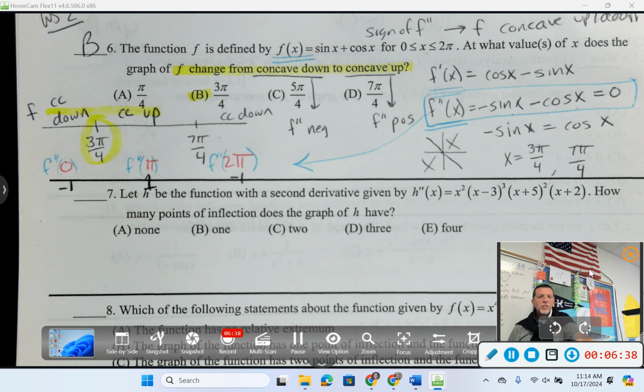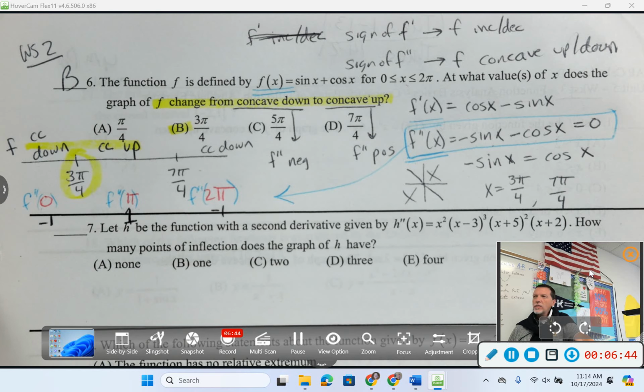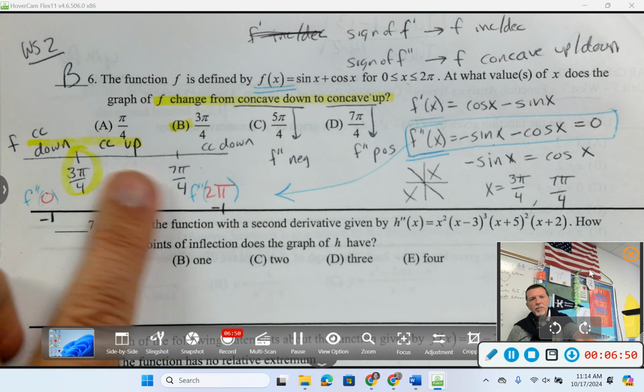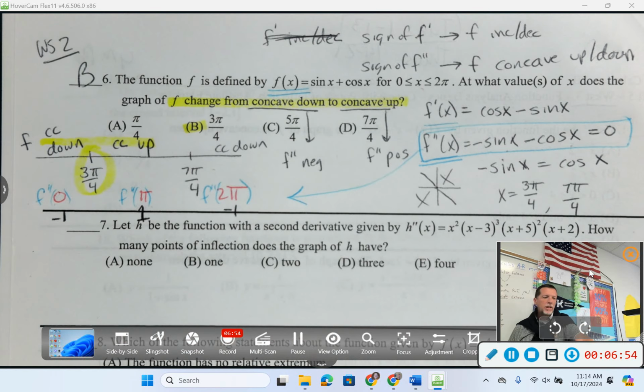Goodness, that was a 6-minute problem there. Second derivative tells us concavity, so I get to my second derivative, set it equal to 0, put it on the number line, and then I can find my concavity intervals and then answer whatever question it asks.